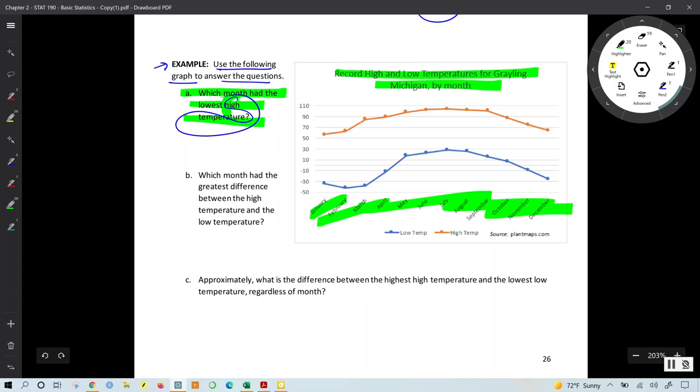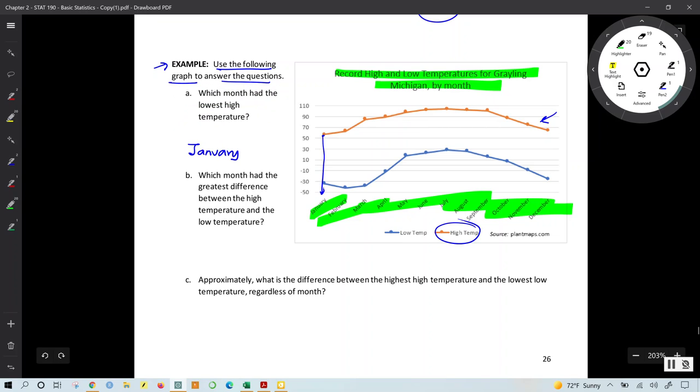So we have to look at where you have high temperature. So what represents high temperature? That is the orange color. And where was it at its lowest peak? That would be in the month of January. So that month had the lowest high temperature.